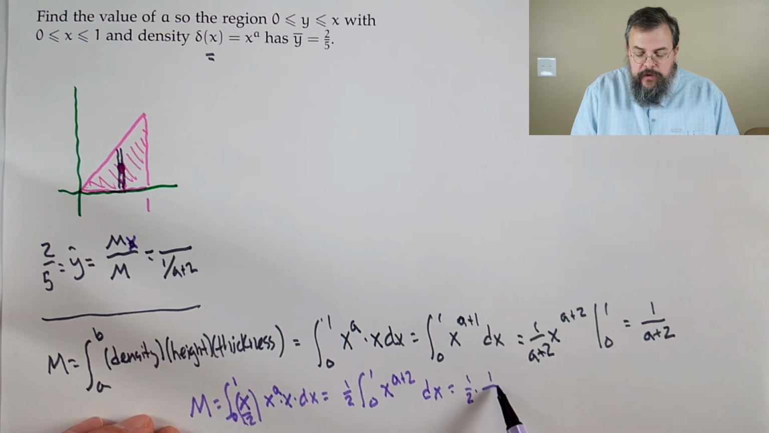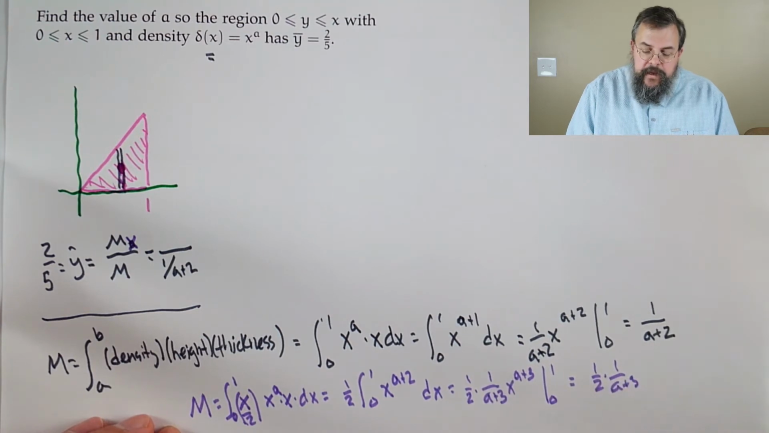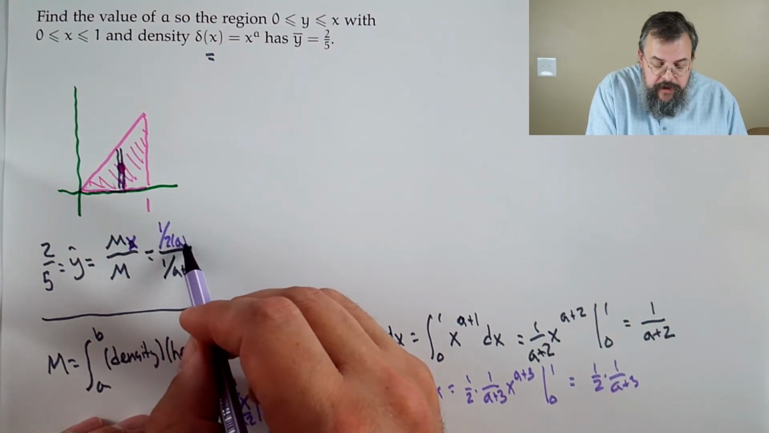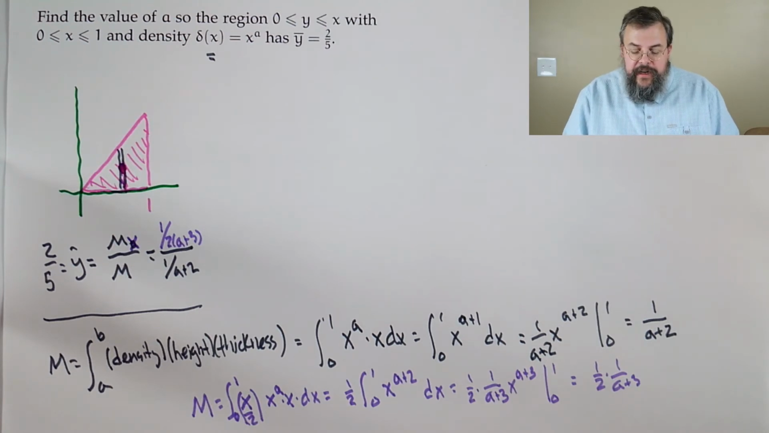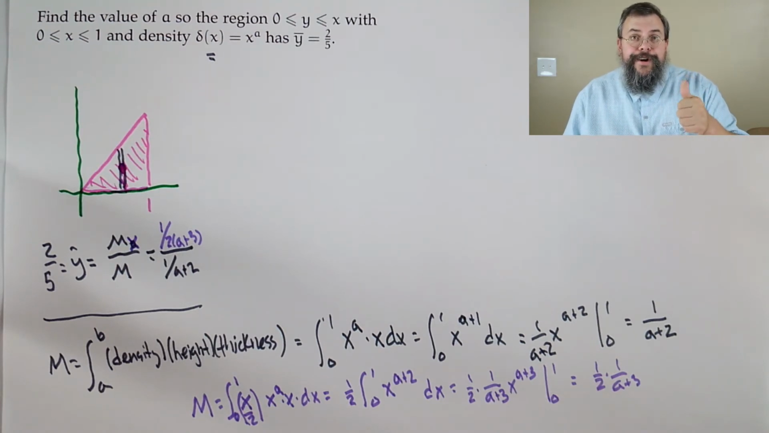So 1/2, 1 over a plus 3, x to the power a plus 3, evaluate from 0 to 1, and if you plug in 0, you get 0, you plug in 1, this term becomes 1, so you end up with 1/2 times 1 over a plus 3. And that's what goes upstairs. So we have 1 over, and I'll write it as 2 times a plus 3. Okay, so that was the hard part. Now, the rest of it is just finding an answer, because we have one equation, one unknown.